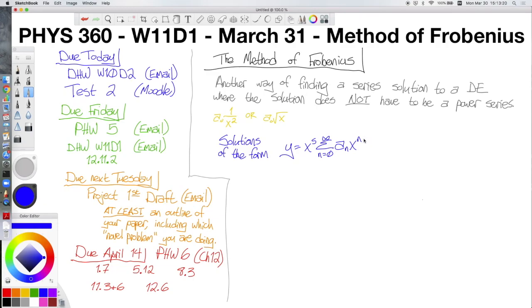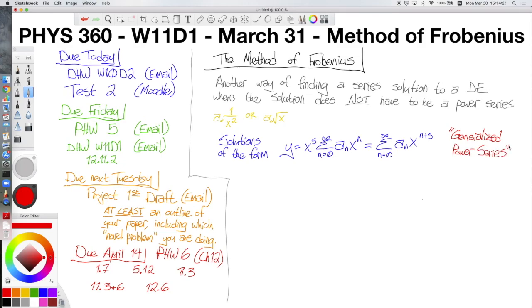y equals x to the s power times the sum from n equals 0 to infinity of a sub n times x to the n. So this is very much like our original power series, except for this factor of x to the s that we are putting out front. And there's a more helpful way to write this solution. Combining the two powers of x into 1, we get that y can be written as the sum from n equals 0 to infinity of a sub n times x to the n plus s. And this form of solution is called a generalized power series.